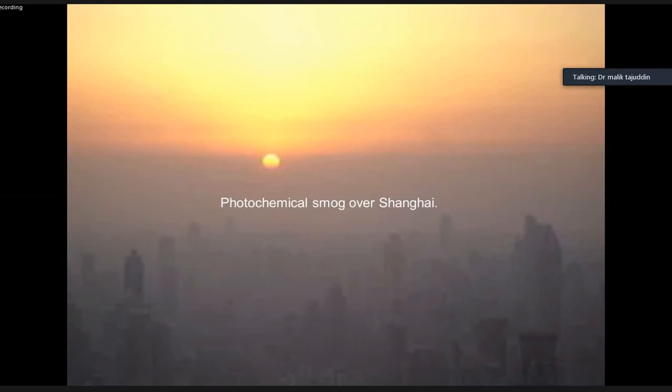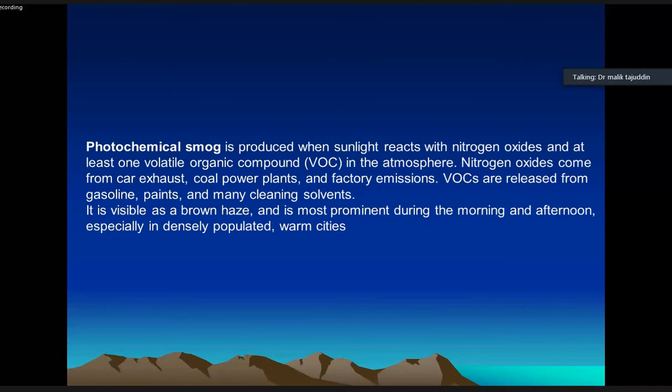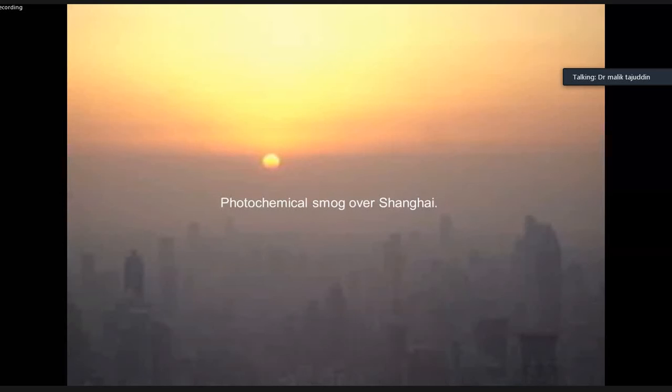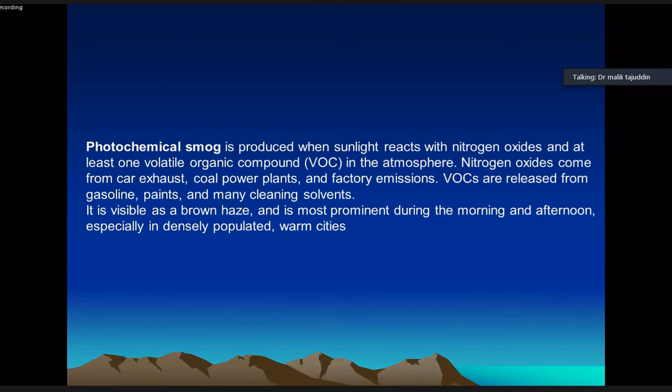This is the photochemical smog over Shanghai. This is a picture from 2012. Now you see what this photochemical smog is. It is produced when sunlight reacts with nitrogen oxide and at least one volatile organic compound, VOCs.